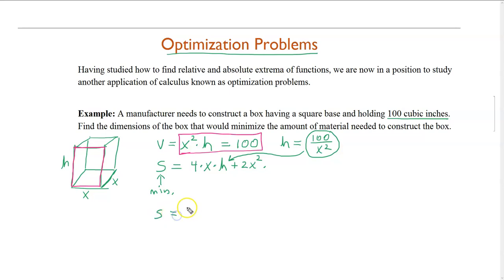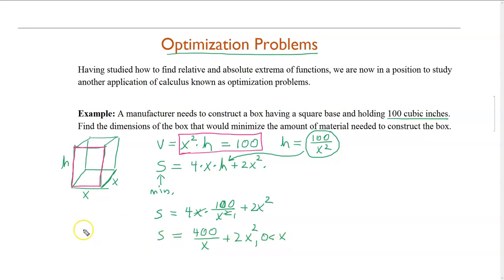So doing that, we get 4X times 100 over X squared, and then simplifying that, the X's here cancel, and we get 400 divided by X plus 2X squared. Now let's identify the domain of this function. Notice that X can actually take on any value from 0 all the way to infinity. If X were very close to 0, this box would be a very tall and skinny box. And if X were very large, it would be a short and very wide box. So our domain is actually all X greater than 0. So that's our domain.